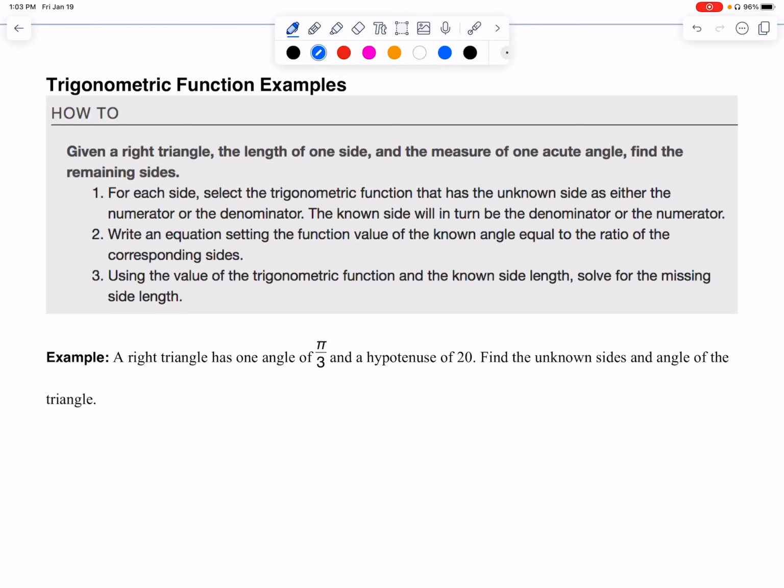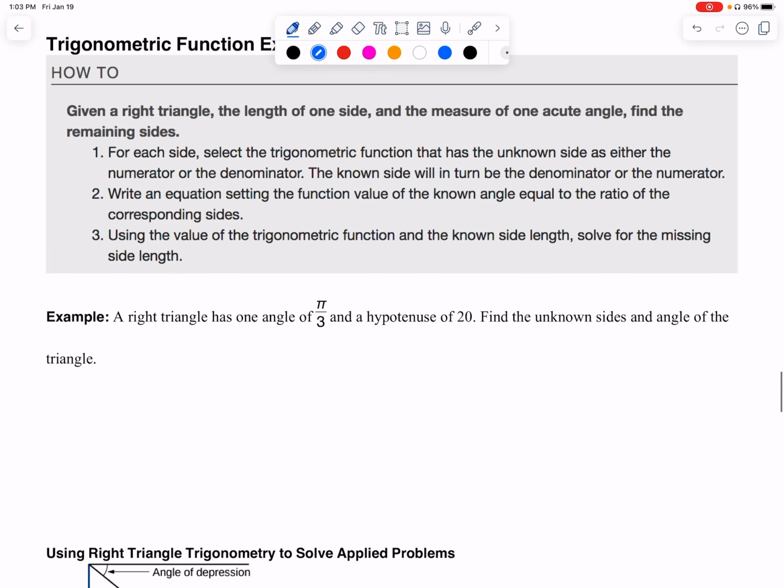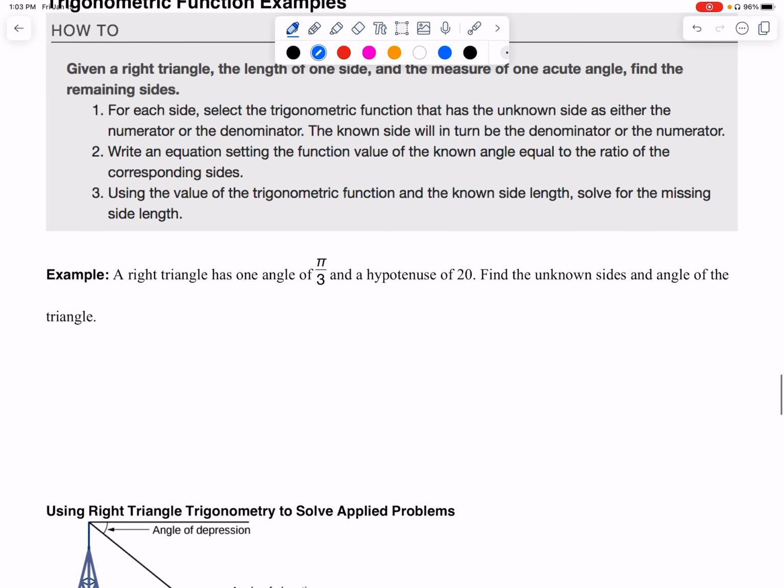In this video, I'm going to work an example around right triangle trig. There's a how-to up there. I'll let you read that if you'd like. I'm just going to work the problem. A right triangle has one angle of pi over 3 and a hypotenuse of 20.